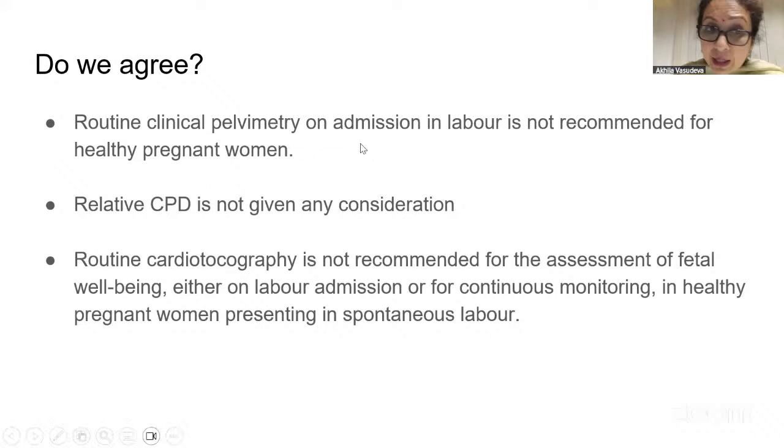For example, there's absolutely no need of any pelvimetry, but we all know by experience that you need to assess how big is the woman first. How big is the woman? How big is the baby? There has to be some proportion there. What is the attitude of the head? Where is the head? So everything matters. The relative cephalopelvic disproportion is completely discarded, and I personally don't agree with that.